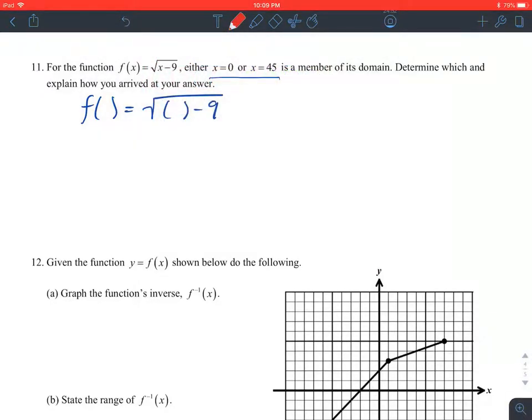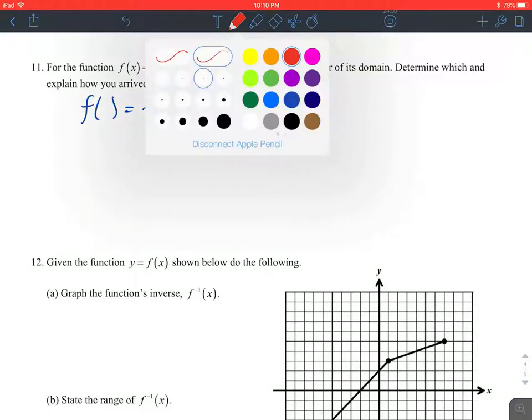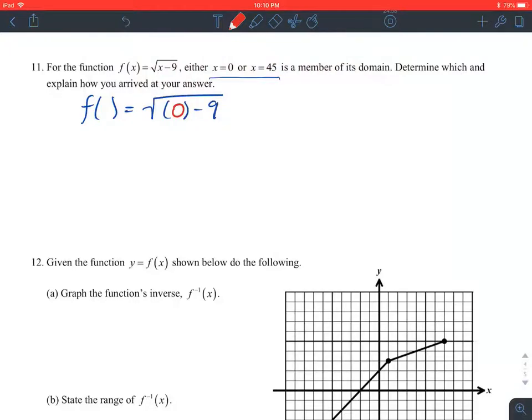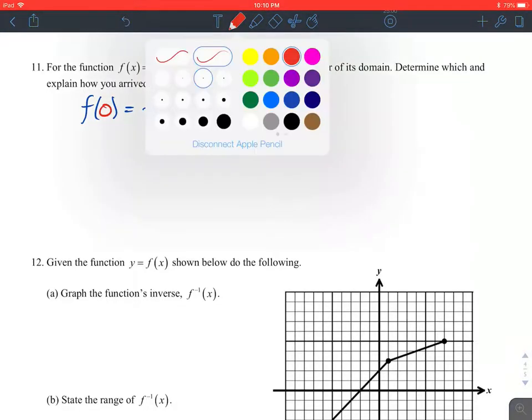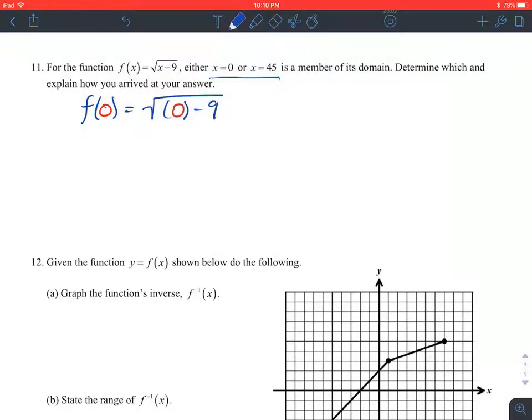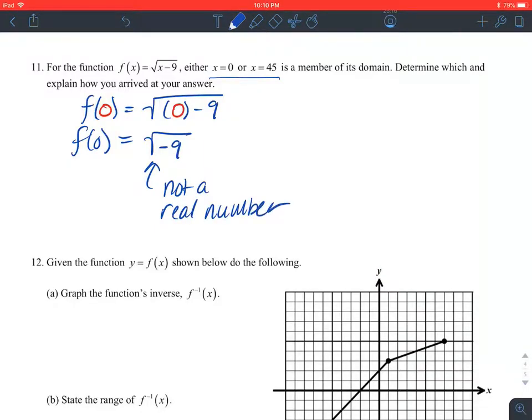So first I'm going to substitute 0 and see what happens. When I substitute 0, I end up having to find the square root of negative 9. And that's a situation we're trying not to have. We cannot do this. This is not a real number. So that excludes 0 from the domain.